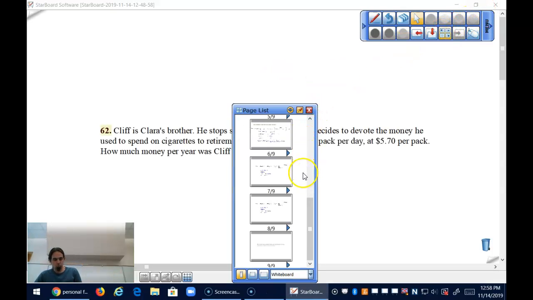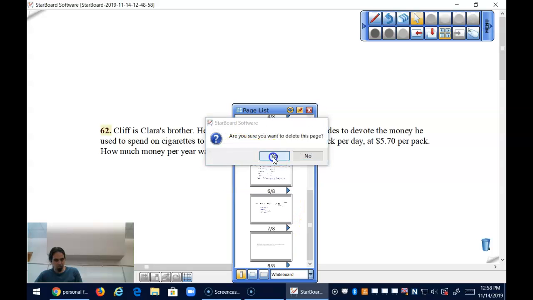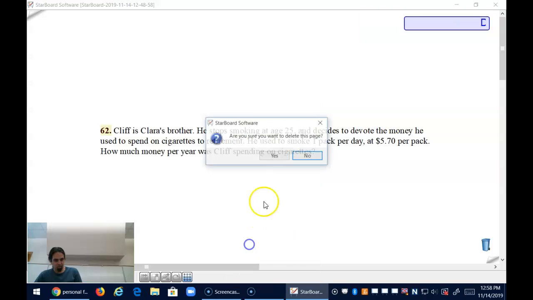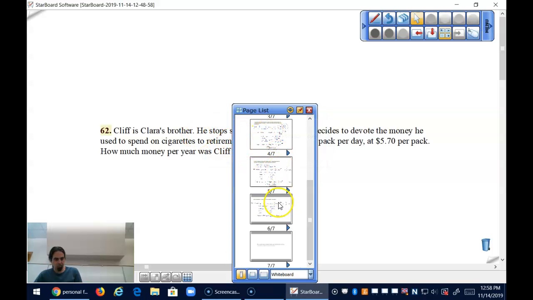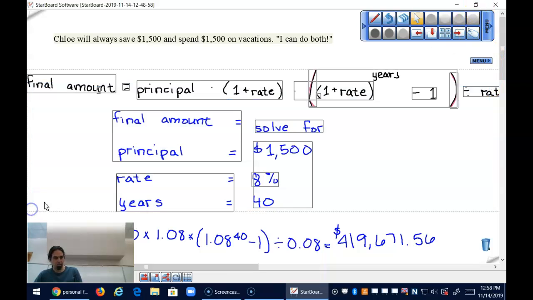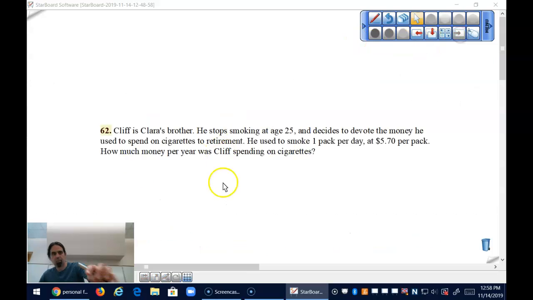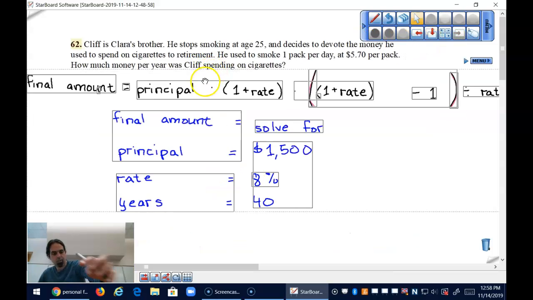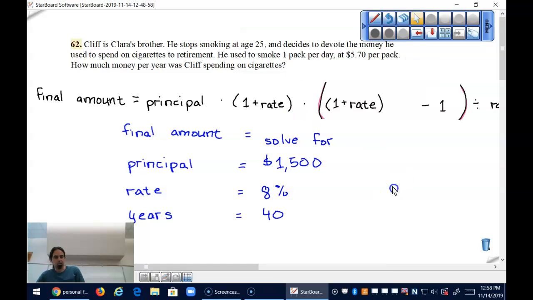I thought I was going to do more with compound interest, but I didn't. So I'll get rid of that. He stopped smoking at age 25 and decides to devote the money he used to spend on cigarettes to retirement. He used to smoke, so $5.70 a day.